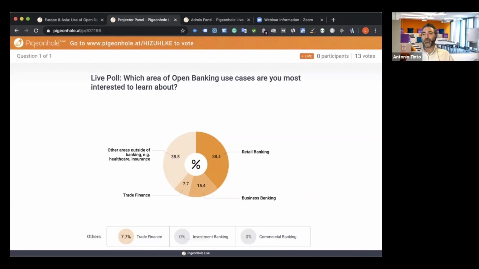Wolfgang, I know you have experience across different industries, and I know you work with some in healthcare and insurance as well. What do you see from your side? What's the potential of open banking really tapping into these other industries?